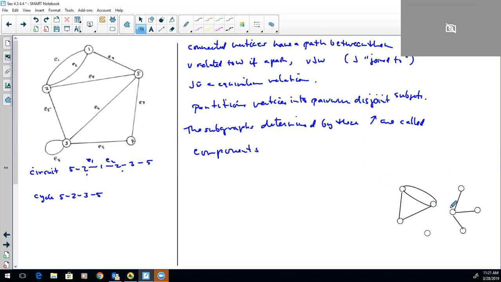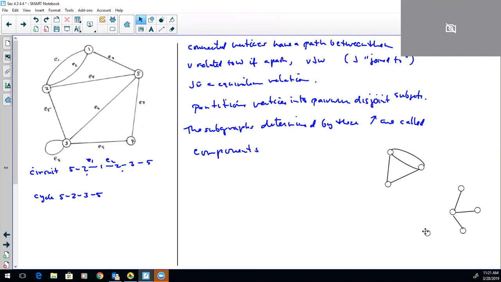Okay, down here I've got a graph. Let's scoot this up so we can play with it a little bit. This graph consists of 8 vertices and 7 edges. These 3 vertices on the left are related to each other because they are joined by paths. These 4 on the right are related to each other because you can get paths from one to another, and this one vertex down by the bottom is related only to itself. So this particular graph has three components.